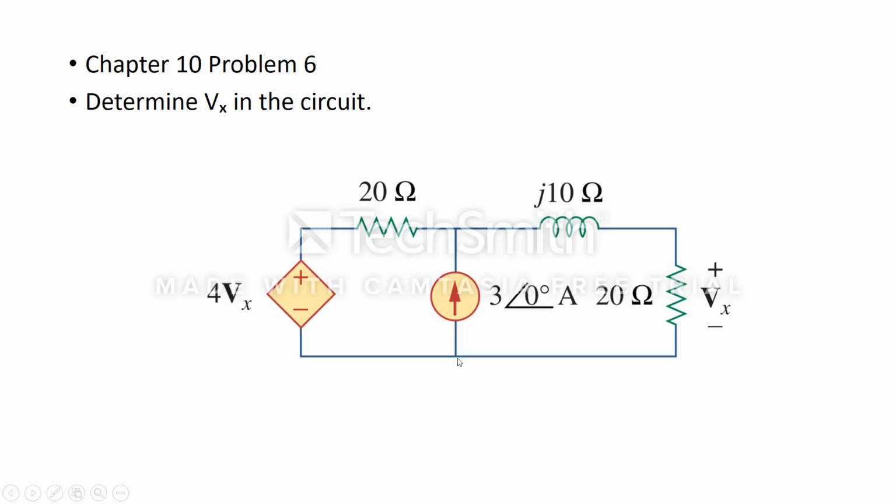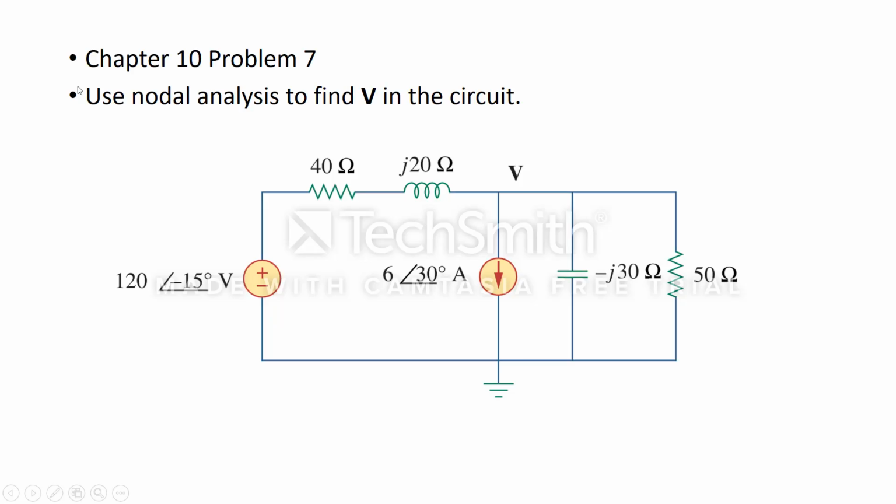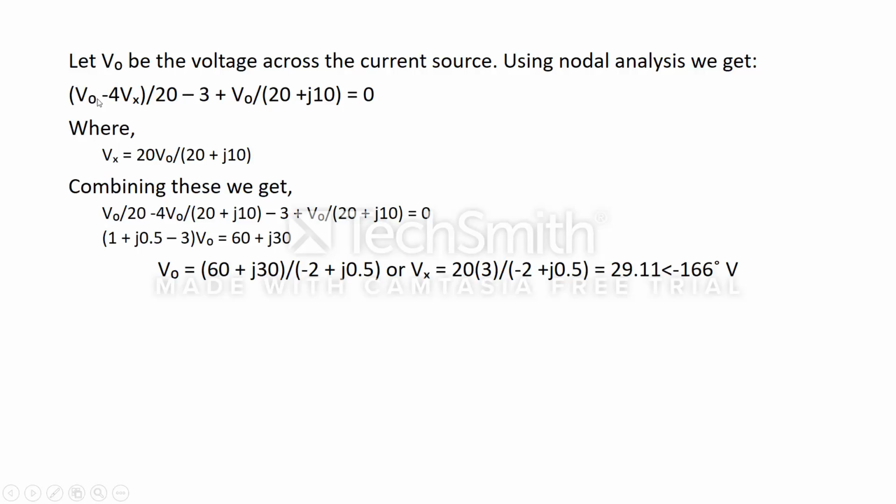We are also assuming that there is a ground connection over here which has a potential of 0. So we are assuming that this place has a potential of V naught, and this place has a potential of 0. So we finally get an equation by nodal analysis: V naught minus 4 Vx, divided by 20, minus 3, plus V naught by 20 plus J10 equals 0. Further solving this, we get Vx equals 20 V naught by 20 plus J10.